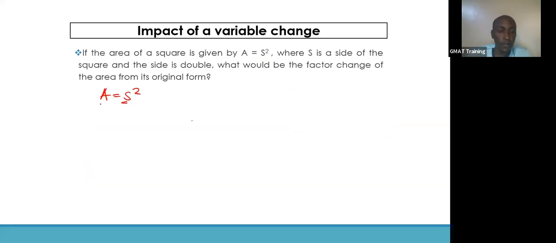You can pick easy values for A and S, but for the start, let's have S first being 1. If S is 1, 1 squared will be 1, and therefore area will also be 1. Okay, that's for the start.